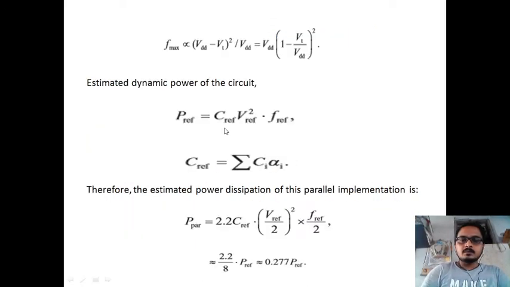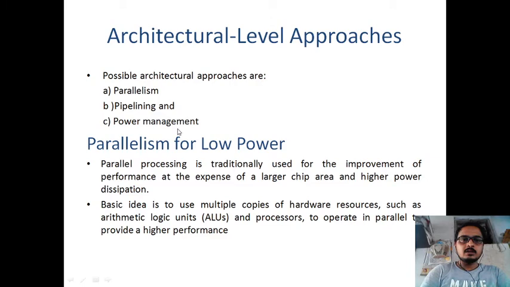Now, when we scale the supply voltage in a parallelism architecture, what will happen? The performance decreases. Generally, we know that when you scale the supply voltage, the performance decreases. In order to recover the performance, we scale the supply voltage with respect to the threshold voltage. Both the threshold voltage and supply voltage are scaled here in the parallelism architecture.